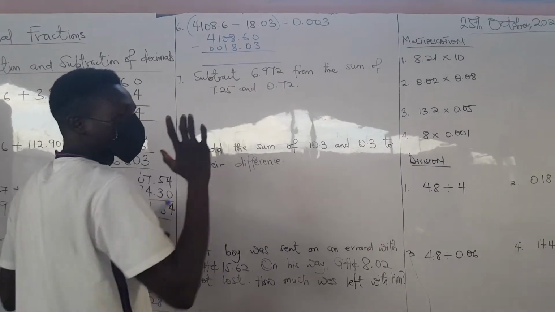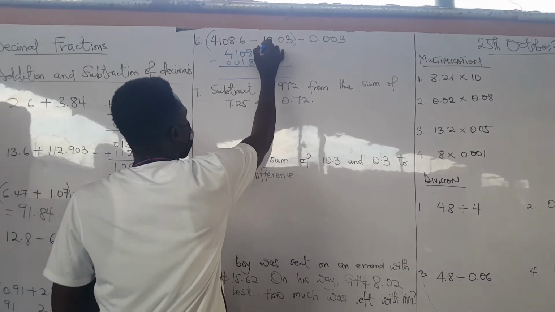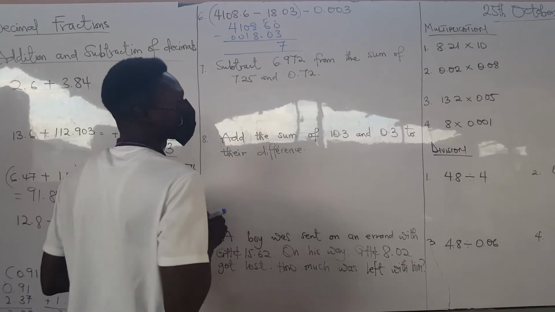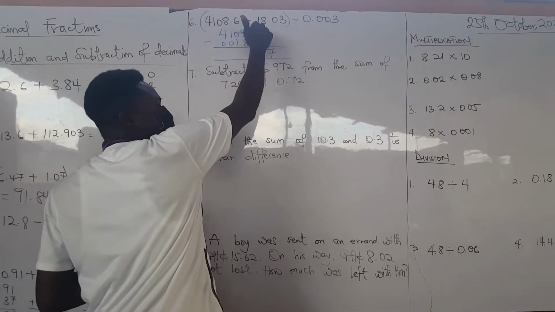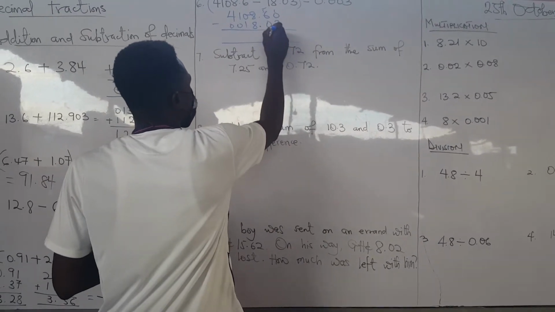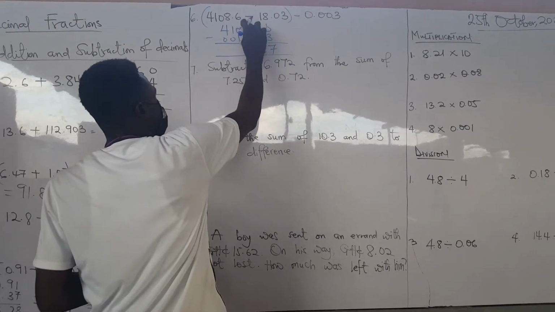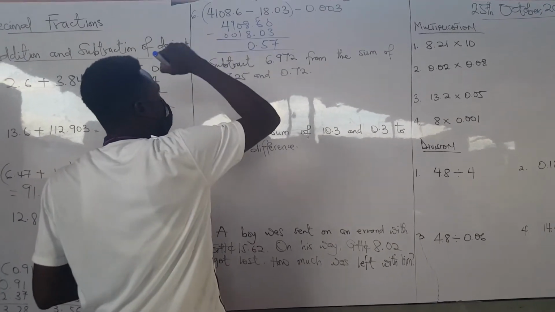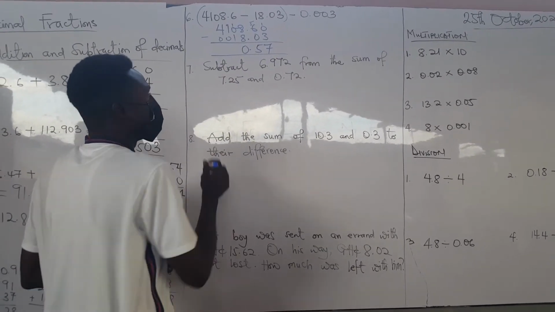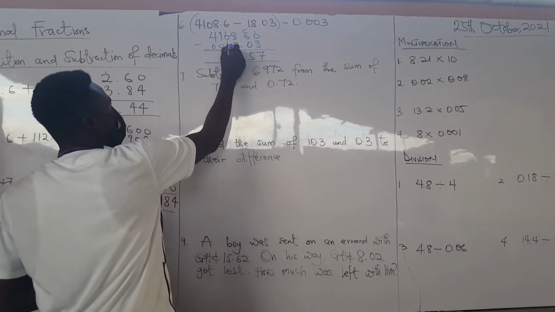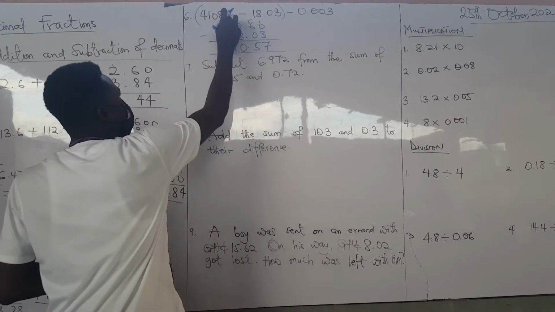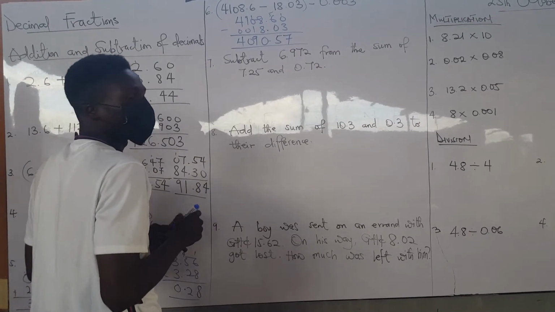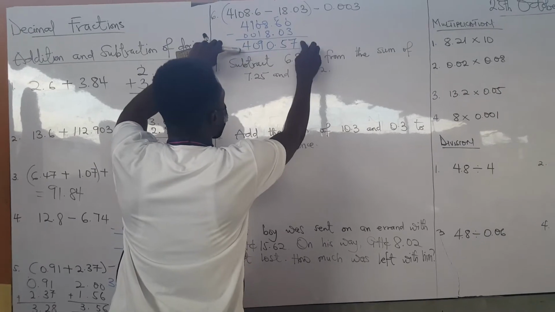0 minus 3 is not possible. So we borrow 1 from here. This becomes 10. 10 minus 3 will give us 7. Now this is 5. And 5 minus 0 is 5. 8 minus 8, 0. 0 minus 1, not possible. So this becomes 0. This becomes 10. 10 minus 1 will give us 9. 0 minus 0 is 0. 4 minus 0 will give us 4. So the calculation for this, we had this.